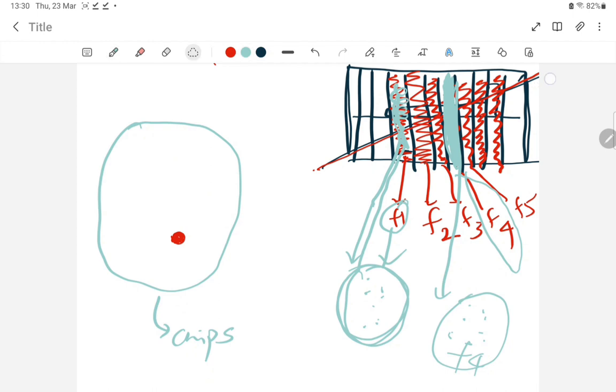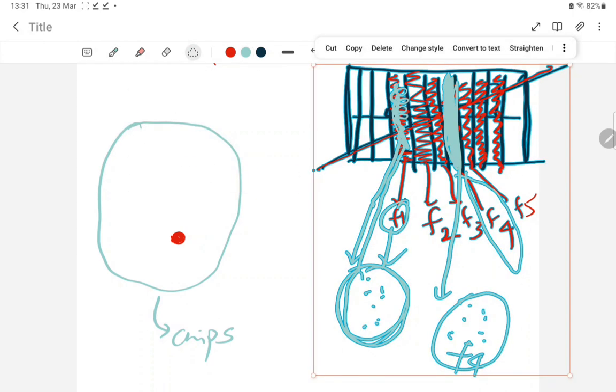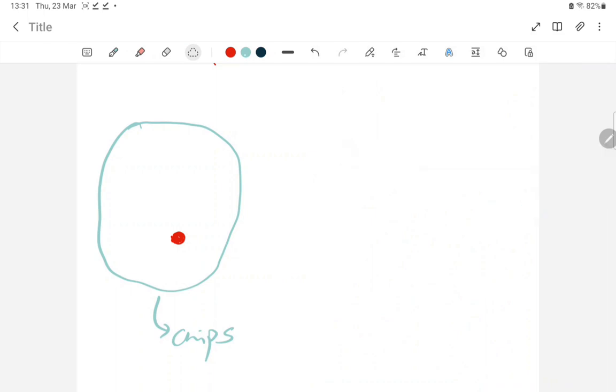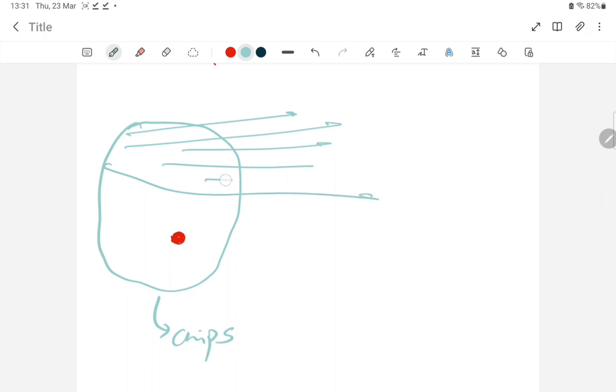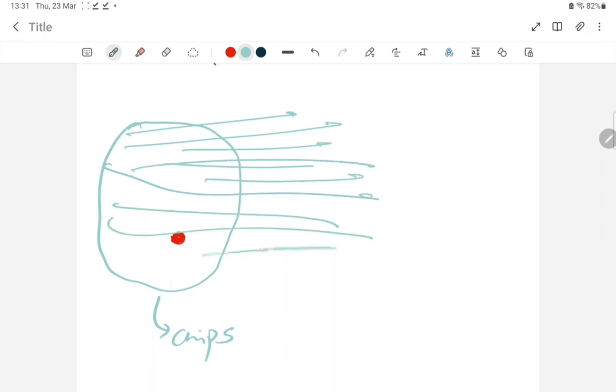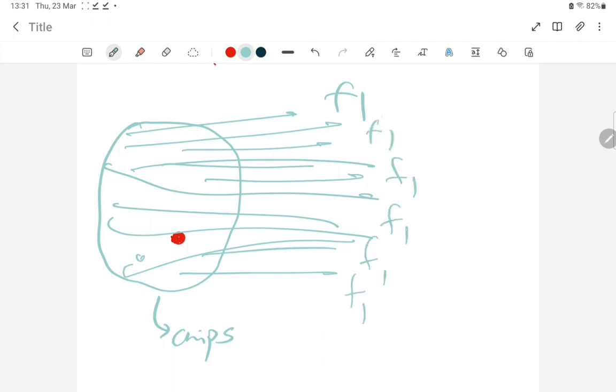Again, the challenge is the same. What is the challenge now? This entire potato chip, each and every point, is giving you F1, because it is in the same slice. So we will have to apply another gradient. We will have to do encodings. How to see this?